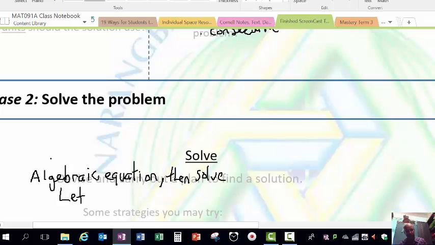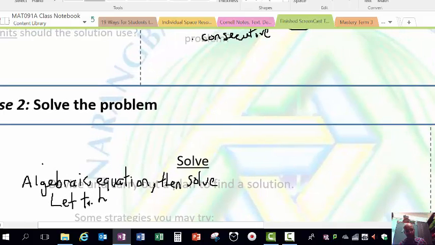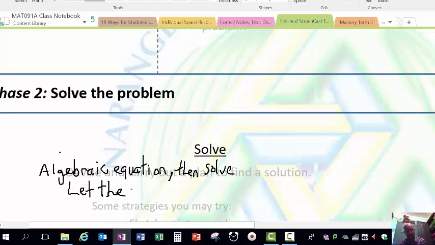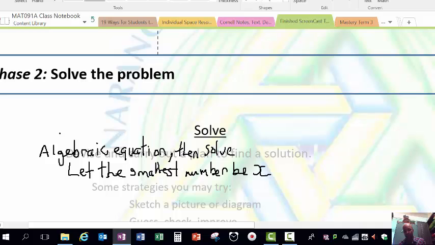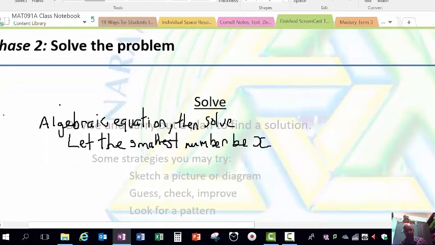I'm going to say let the smallest number be, I'm going to use x. You can use any symbol you like. Let the smallest number be x. Now, if we've got x as the smallest number, the next one would be next odd number.